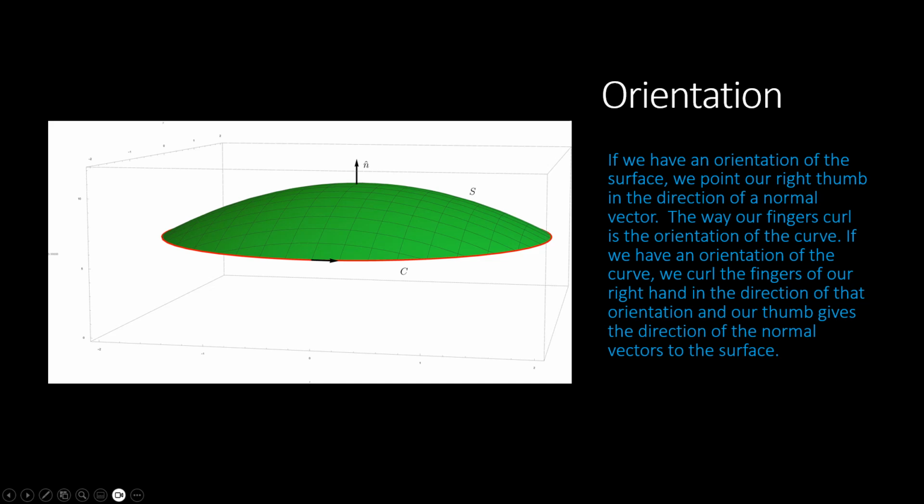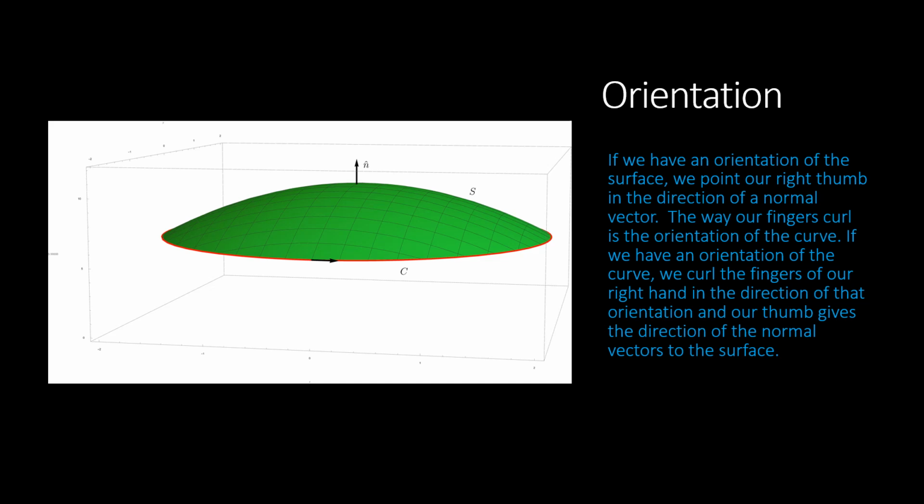And similarly, if I didn't have this n already and I had this orientation on my curve, if I take my fingers of my right hand and curl them in the direction of the way we're traveling on C, then my right thumb will point up in this direction, and that will tell me the orientation on S. So we're going to want our surface orientations and our curve orientations to match, and that's what they mean. Just the right-hand rule here, again, to match these orientations up. So that tells us what we mean by orientation of the surface and orientation of the boundary curve.